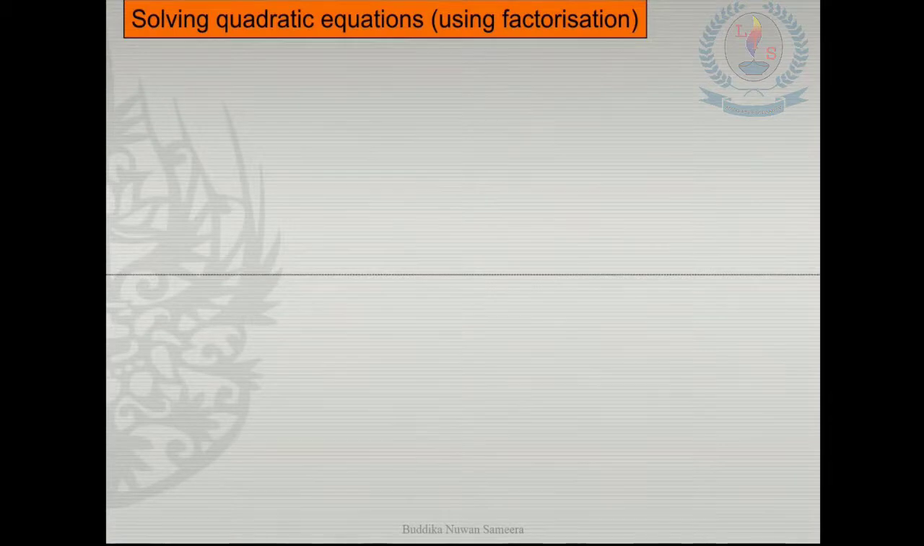Solving quadratic equations using factorization. Solve this equation.